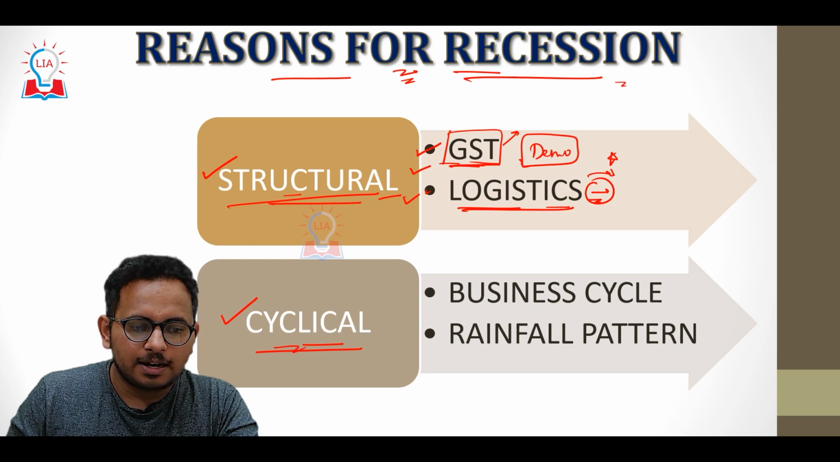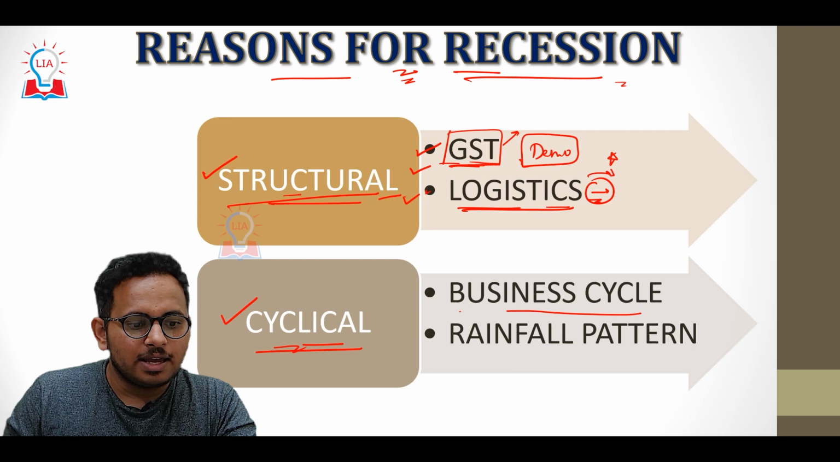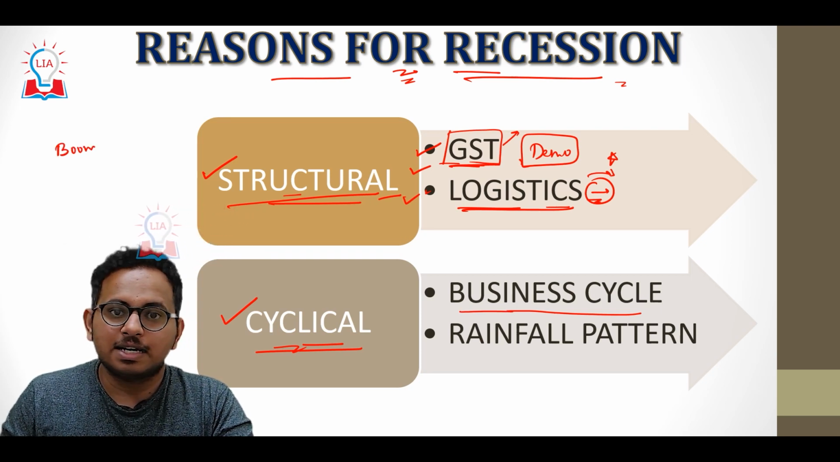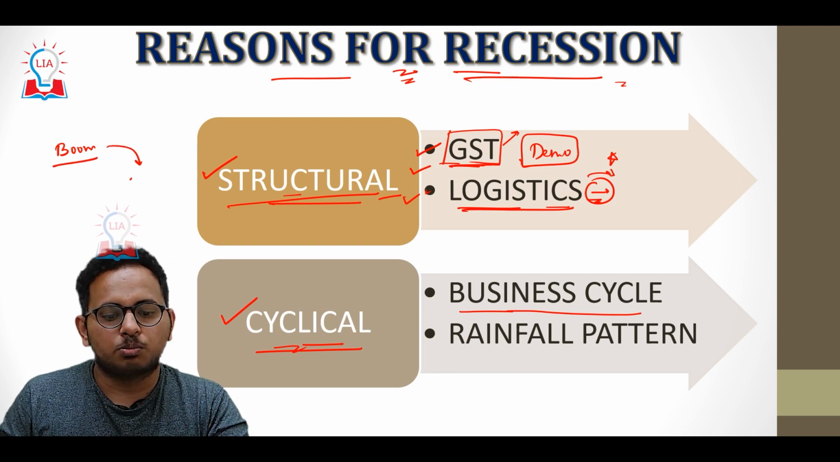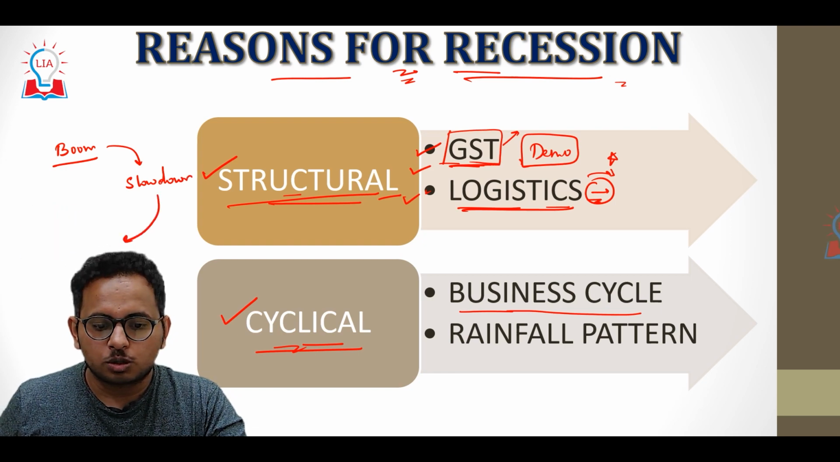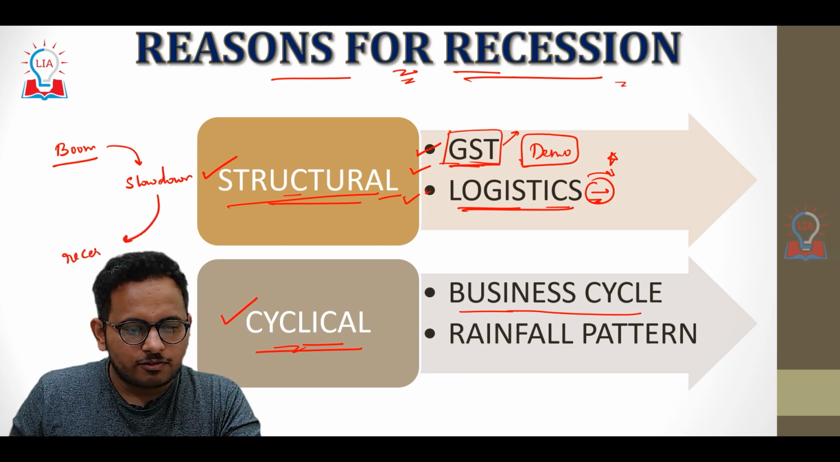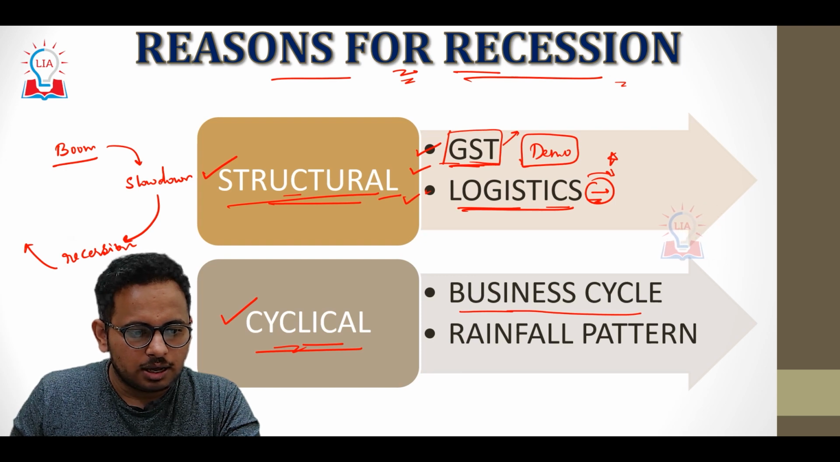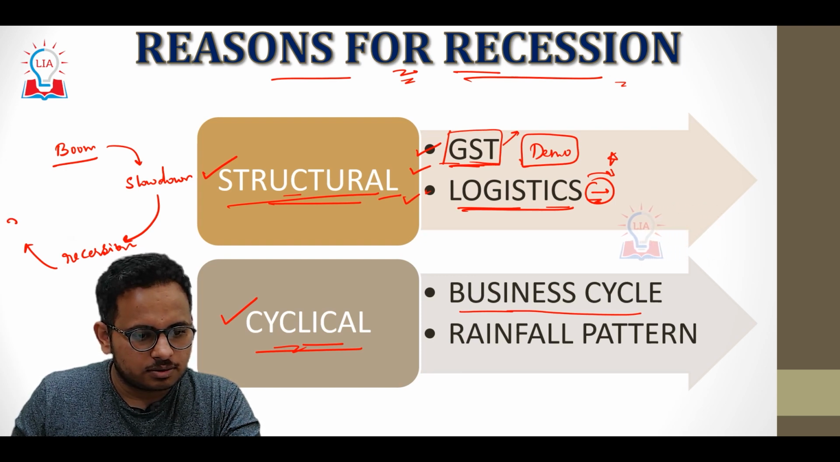Cyclical recession. What are the cyclical factors? Business cycle is one of the cyclical factors. What is a business cycle? In economics, you have a cycle which goes like this: there is a boom phase, after that there is a slowdown, after that there's a recession, and then there is a recovery and then you have a boom.